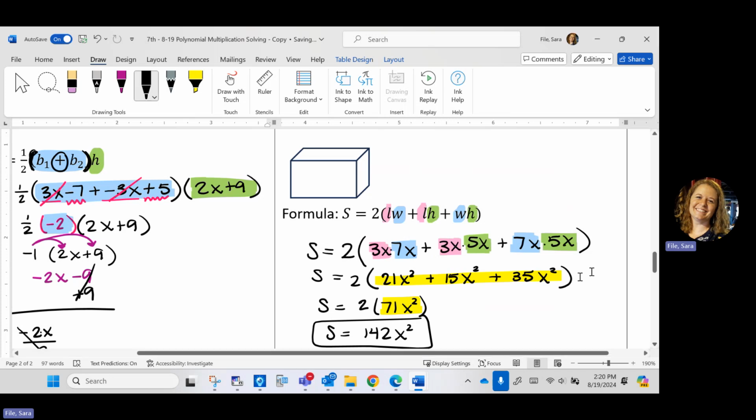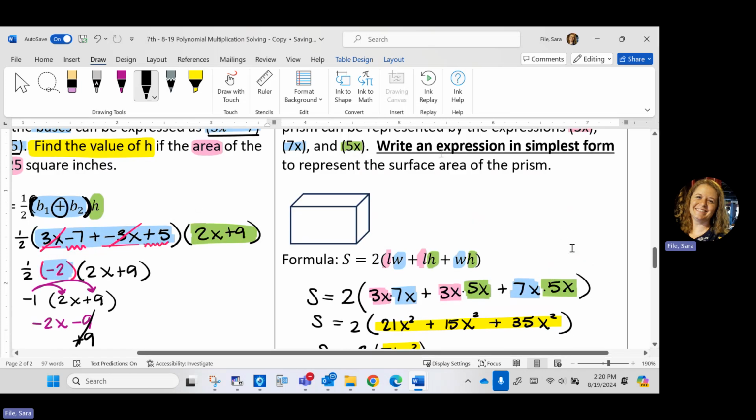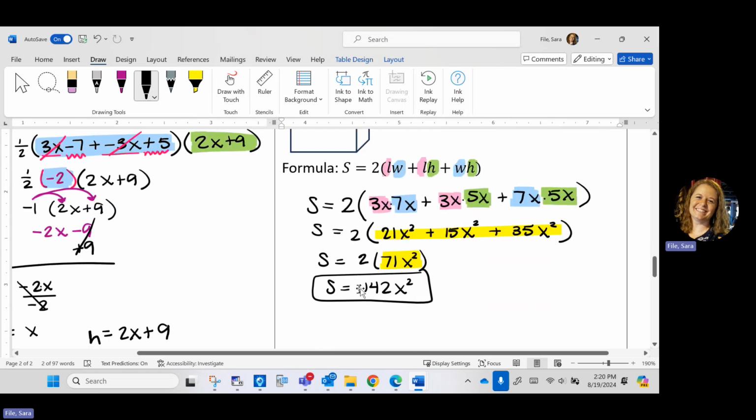Now that one I'm going to double check. Is that what the question asked for? Write an expression in simplest form. Okay. Yes, that very first one we wrote was an expression to represent it, but they wanted us to get it down to simplest form. And that's as simple as we can get it, was the 142 x squared. We can't take it any further than that.